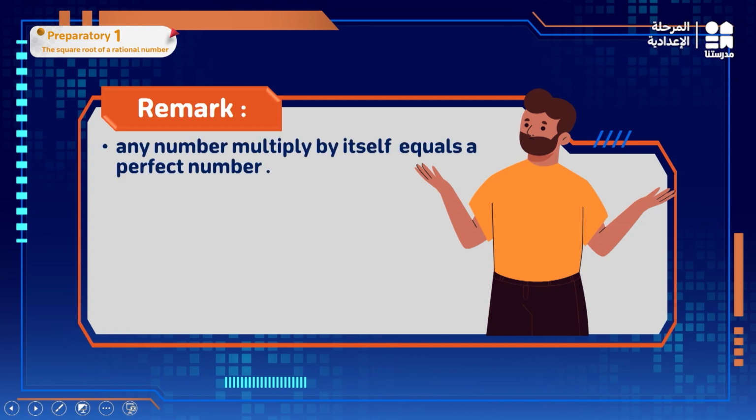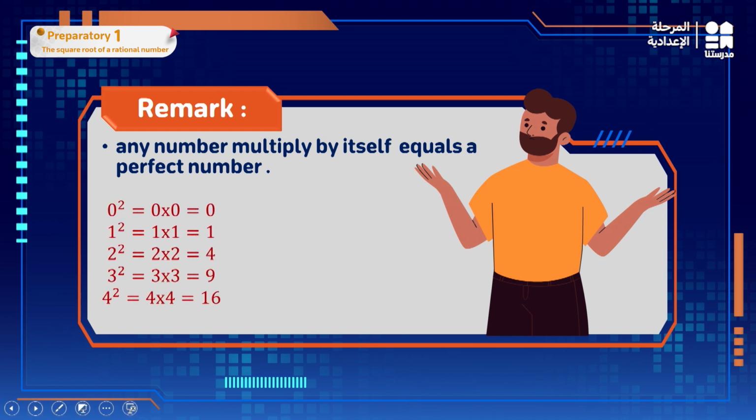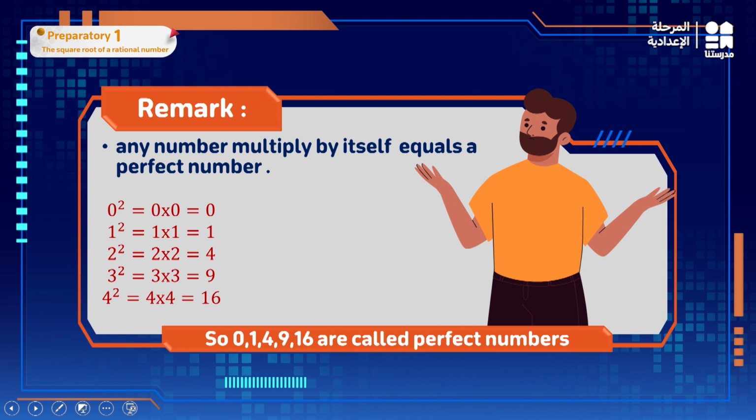So let's get started. Any number multiplied by itself equals a perfect number. So 0 times 0 is 0, so 0 is a perfect number. 1 times 1 is 1, so 1 is a perfect number. 2 times 2 is 4, 4 is a perfect number, and the same for 9 and 16. So 0, 1, 4, 9, 16 are called perfect numbers.